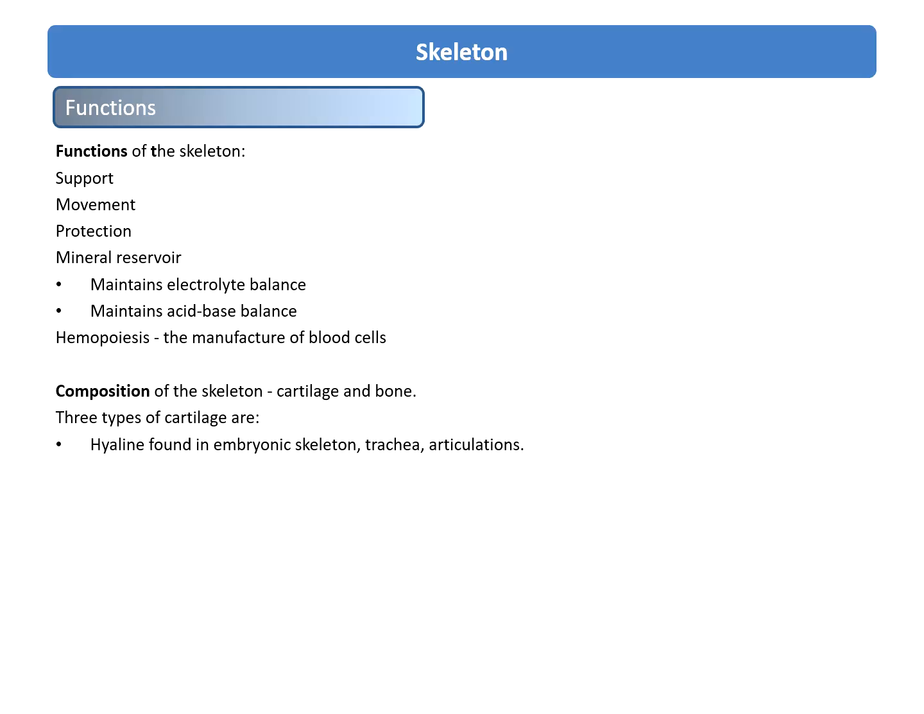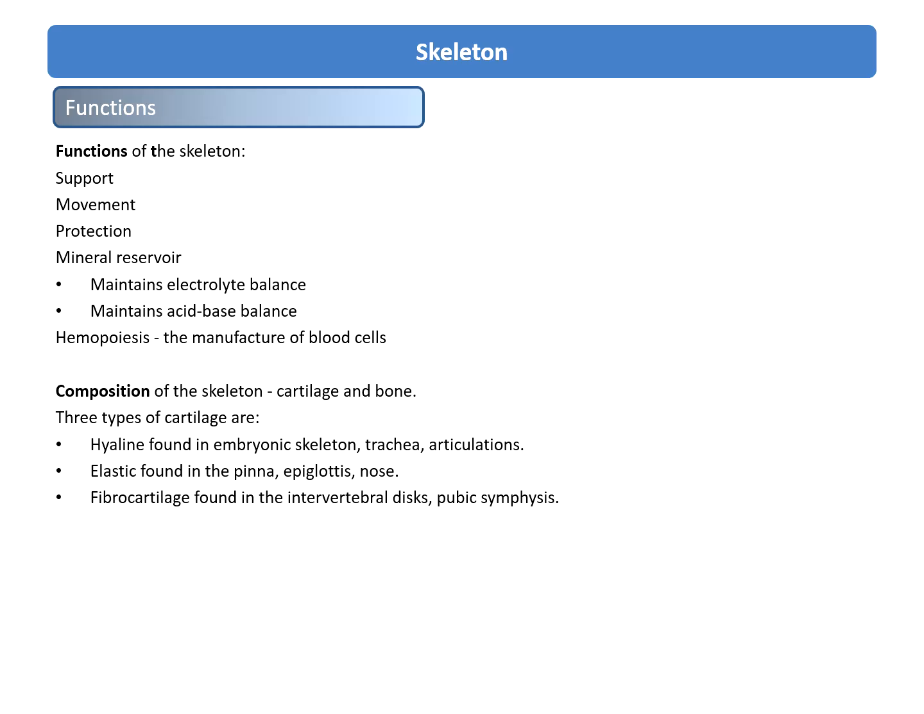There are three types of cartilage. Hyaline cartilage is found in the embryo, also found in the trachea and in articulations, the white material at the end of a ham bone, for example. Elastic cartilage is found in the pinna, that's what you call your ear, the epiglottis, and the nose. Those structures are flexible.